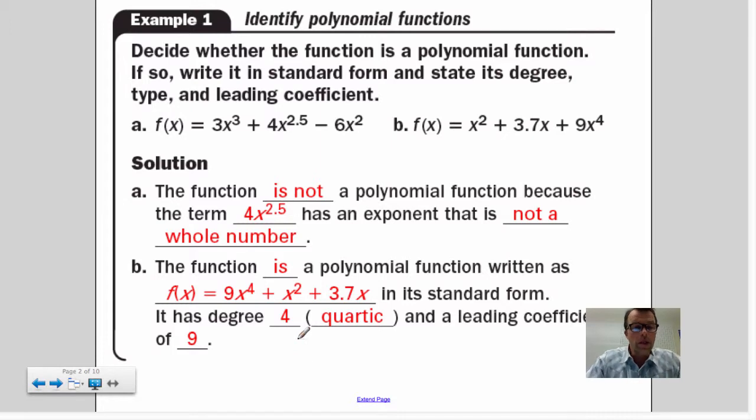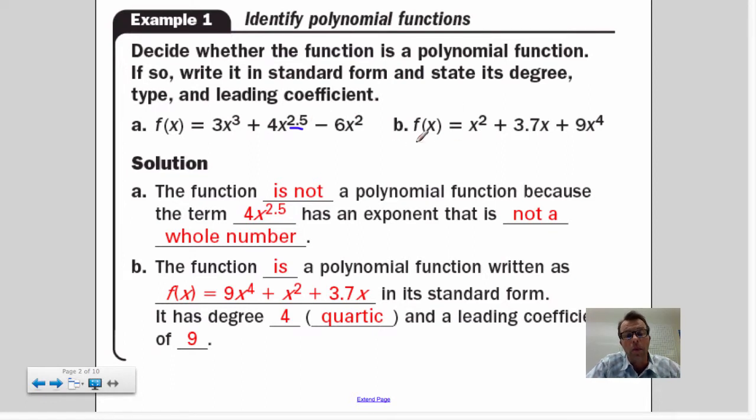So first of all, let's look at these two examples. Example A, is this a polynomial function? And the answer is no, and it is because of this power. We can't have powers of 2.5. It must be a whole number. So whole numbers are like 3 or 2, but 2.5 is not a whole number.